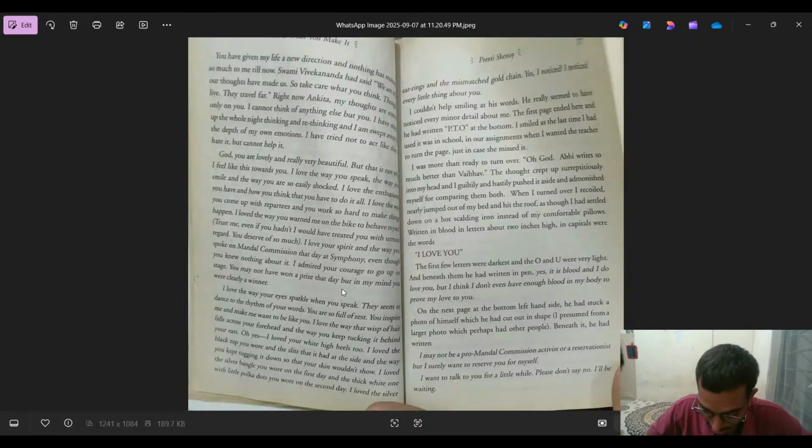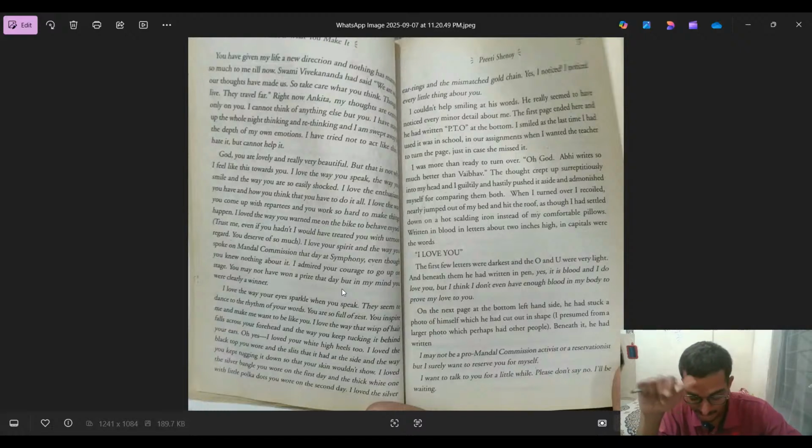When I turned over, I recoiled, nearly jumped out of my bed, and hit the roof, as though I had settled on a hot, scalding iron instead of my comfortable pillows. Written in blood in letters about 2 inches high in capitals were the words "I love you." The first few words were darkest, and O and U were very little, and beneath them he had written in pain, "Yes, it is blood, and I do love you, but I don't even have enough blood in my blood to prove my love to you."